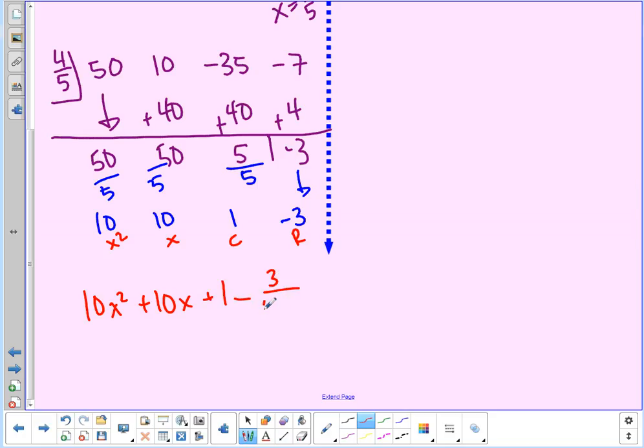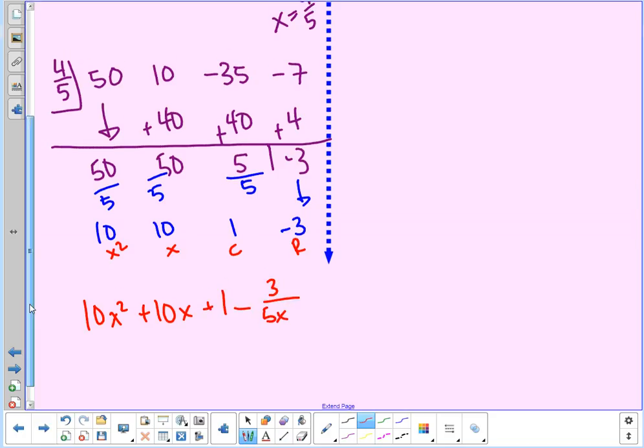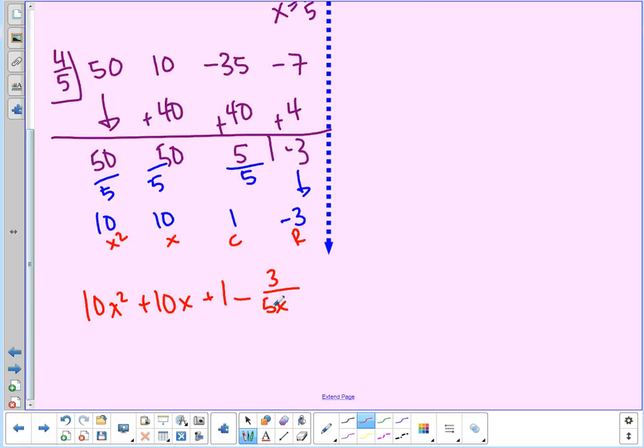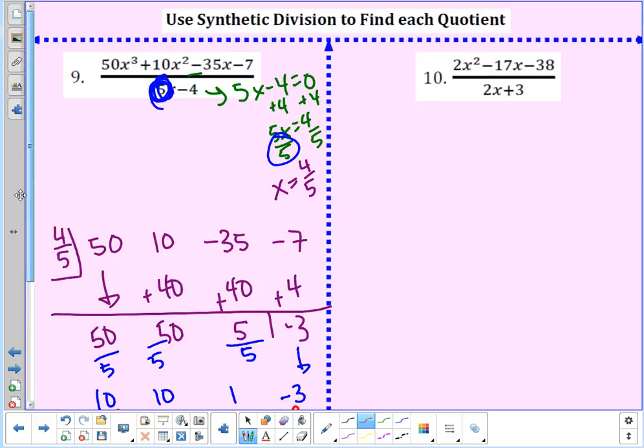out of the original 5x plus 4, minus 4. There we go. Woo, there's my result. All right, next one, 2x plus 3.